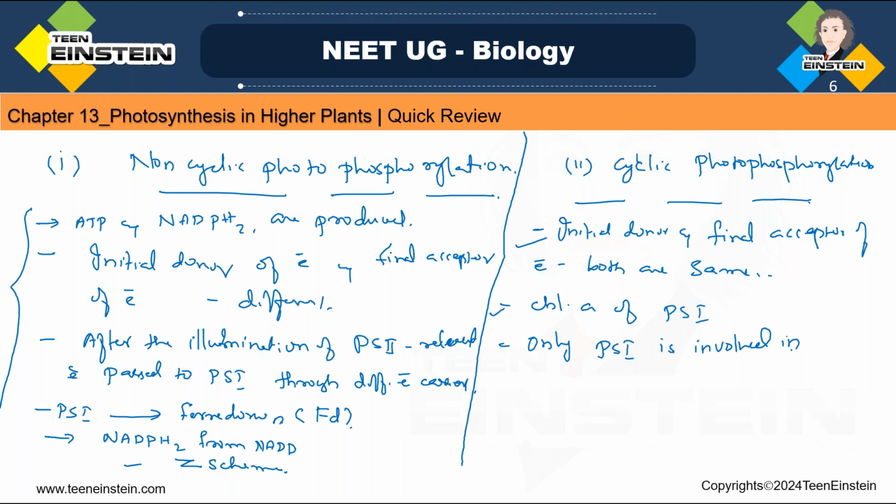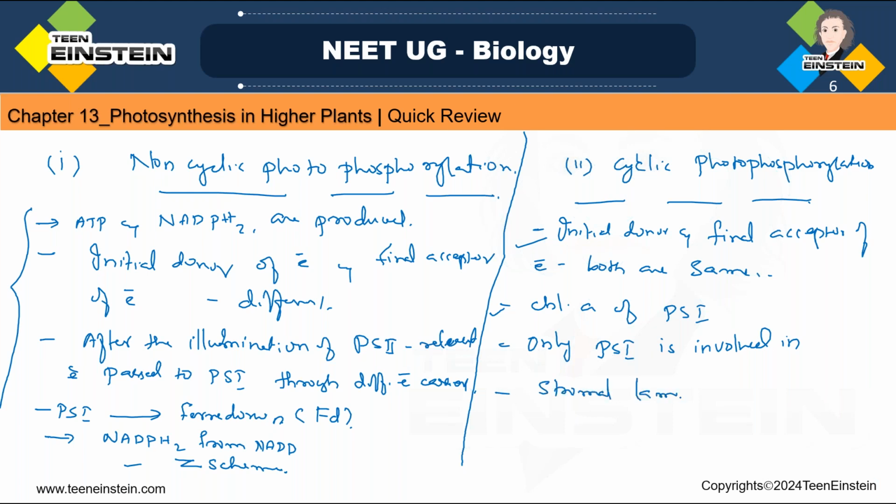So this is the reason: the initial donor and the final acceptor of electron are both the same. There is no involvement of PS2. Which is that final acceptor and initial donor? Chlorophyll a of photosystem 1. So there is no role for photosystem 2 in cyclic photophosphorylation. Clear? And it occurs in the stromal lamellae.